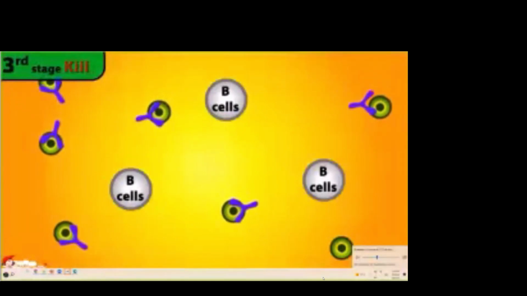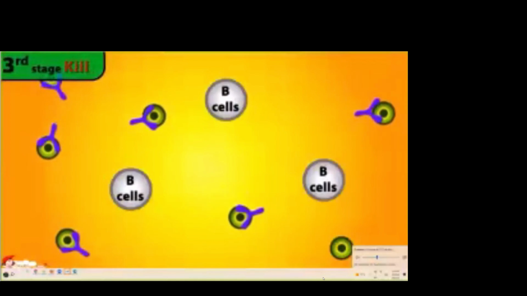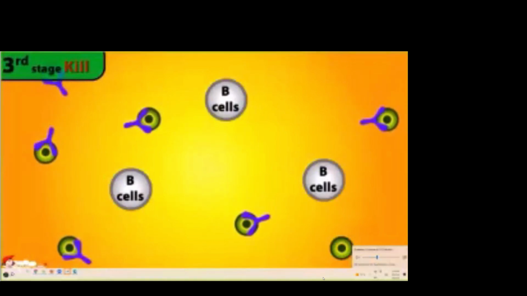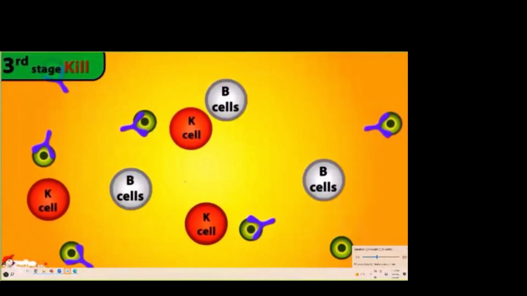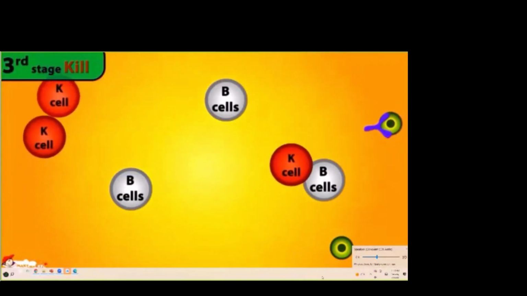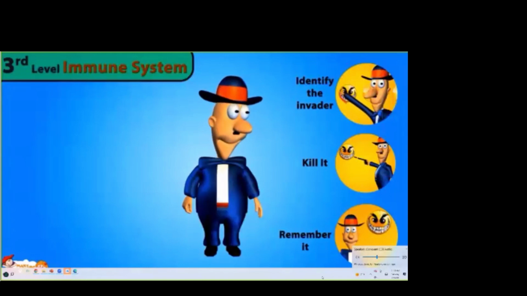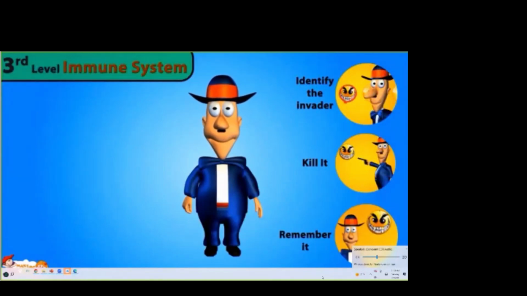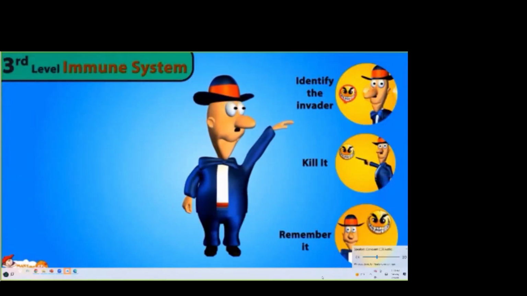Now it's easy for the killer K cells to destroy all the germs because they have been tagged by the T and B cells. Then comes the K cells. They will destroy all the germs. That was a lot of stuff to understand. Do you remember who are the fighters of our immune system army?